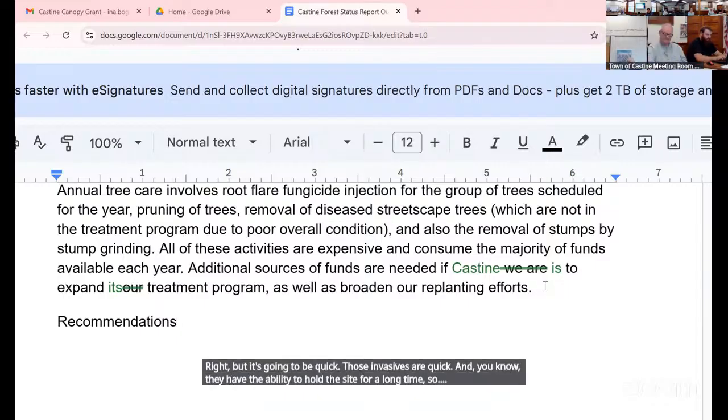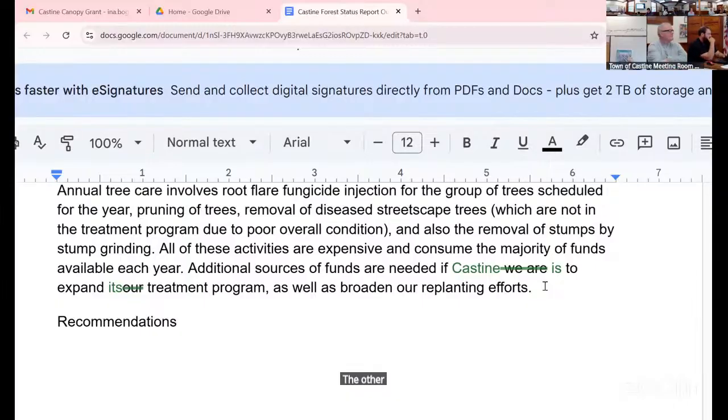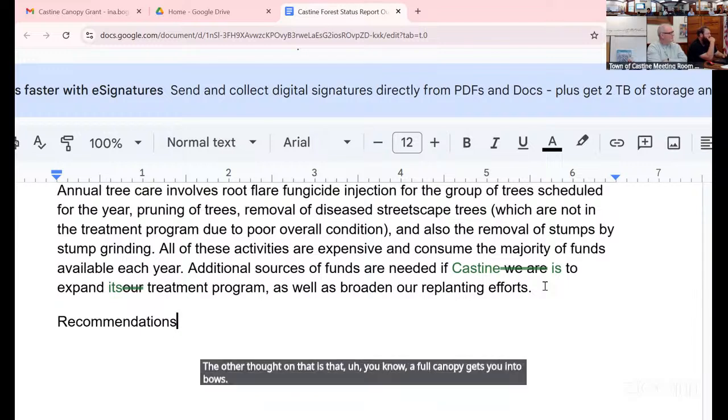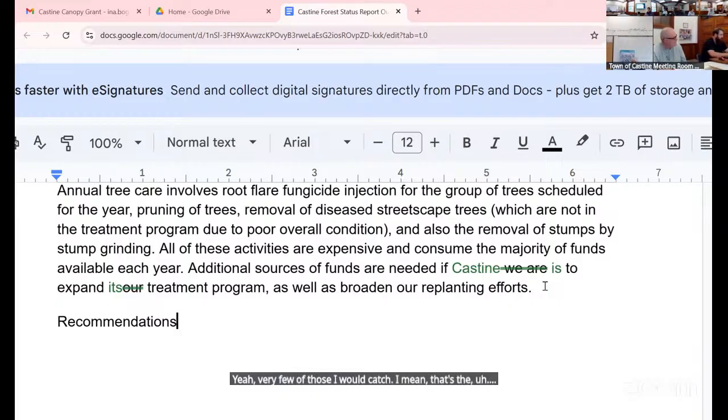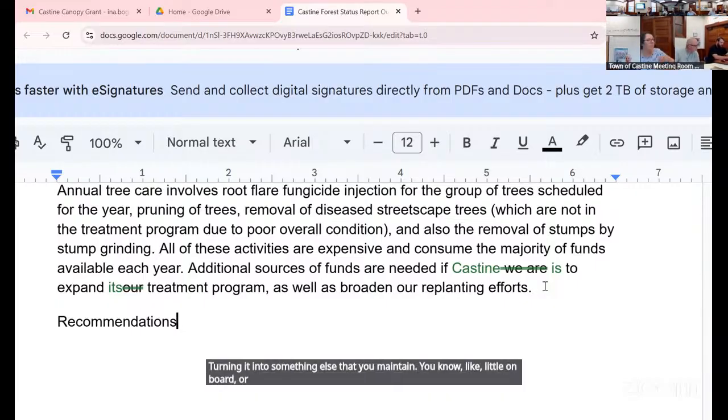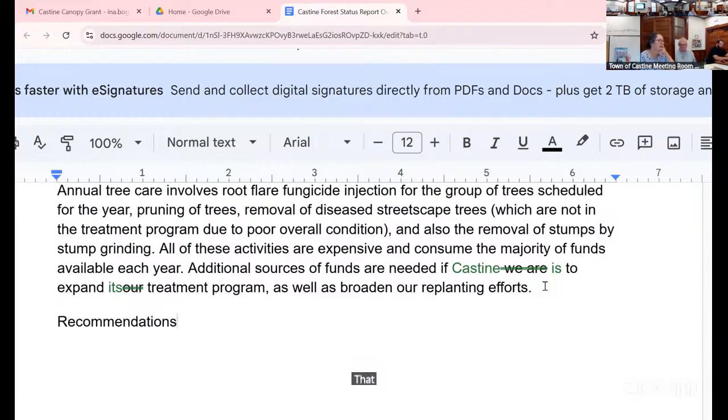The other thought on that is that a full canopy gets rid of most of them. You know, very few of those start with patch. Yeah, that's the biggest thing. I think long term it's turning it into something else that you maintain, like with a lawnmower, or turning it back into forest. That will eliminate the problem over time.